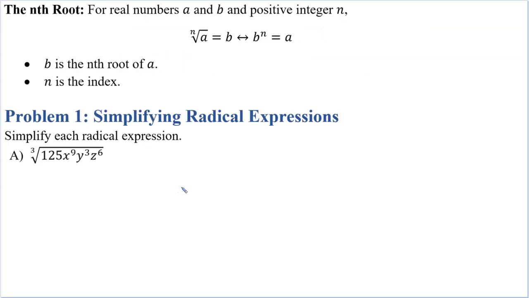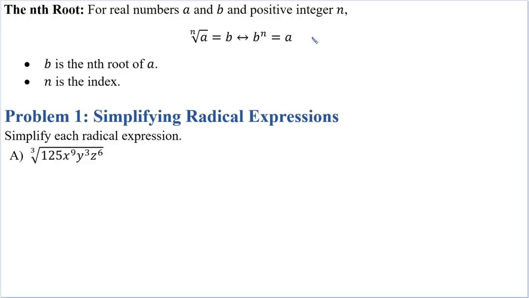Now, when I say I'm talking about radical equations or radical expressions, really what we're talking about here are roots. As in square roots, third roots, fourth roots, stuff like that. And remember, the way we define the nth root is for real numbers a, b, and positive integer n. If I have the nth root of a equals b, well, that just means the same thing as b raised to the nth power is equal to a.